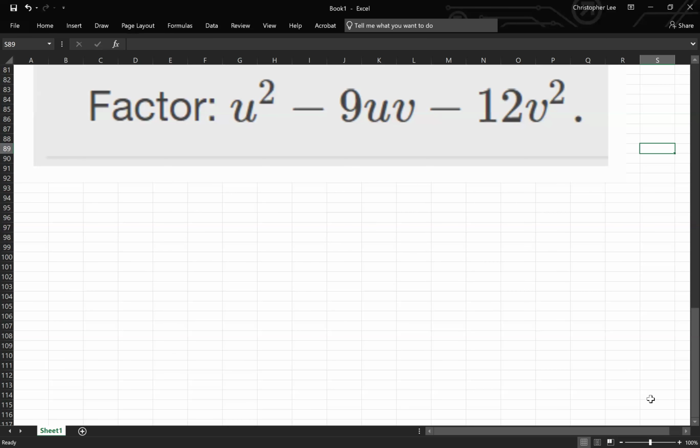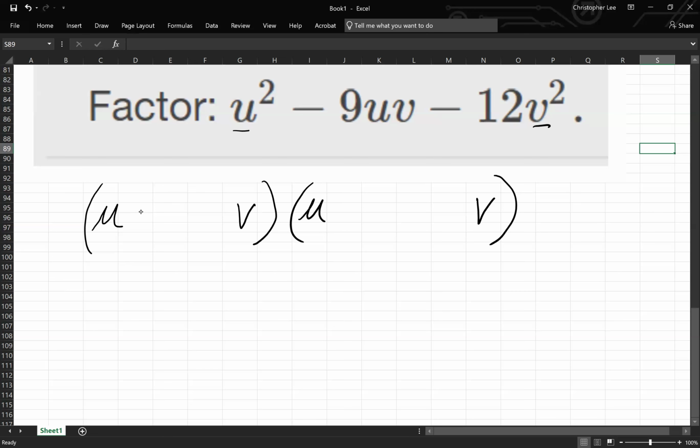All right, let's take a look, right? So we know that our factors are going to be two binomials being multiplied by one another. This is a u squared, so we're going to have a u here and a u here. This is a v squared, so we're going to have a v here and a v here, all right? Now, I just have to figure out two numbers that multiply to negative 12 and add up to negative 9, right? So the 12 is negative.